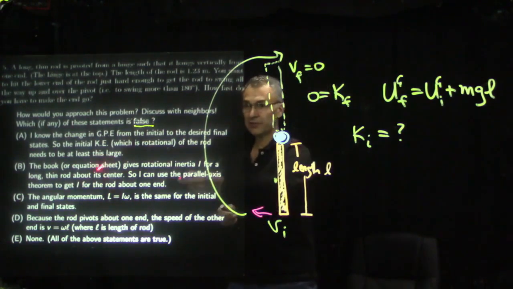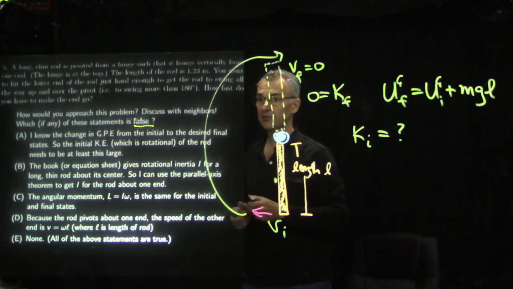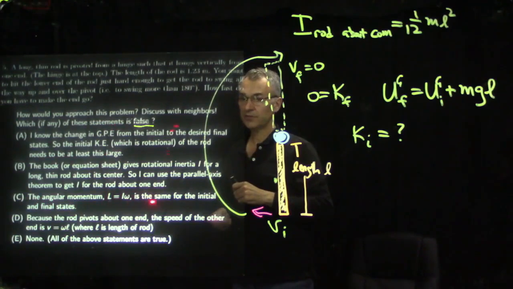The book or the equation sheet gives the rotational inertia for a long thin rod about its center. Oh, so then I could use the parallel axis theorem to get the rotational inertia for the rod about one end. That actually is true. The angular momentum, L equals I omega, is the same for the initial and final states.